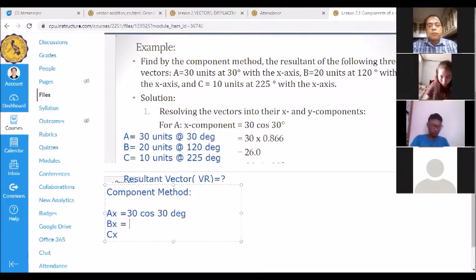Next, 20 cosine of 120 degrees, no? Straightforward. And our value, no? It's 10 cosine of 225 degrees. No? I think you'll need to help me here, no? So I need values here. Some of these values will be positive, some of them will be negative, no? But I'm going to need values here, no?